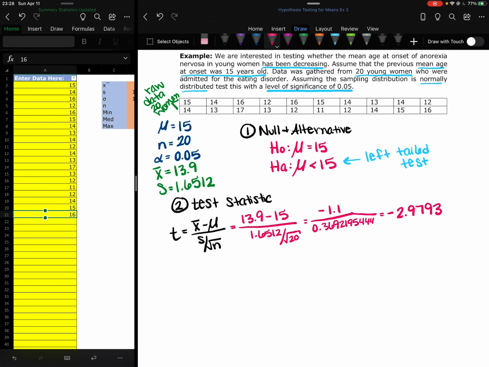Okay, I'm still seeing a lot of not rounding happening. We need to see rounding happening. Make sure you're rounding.